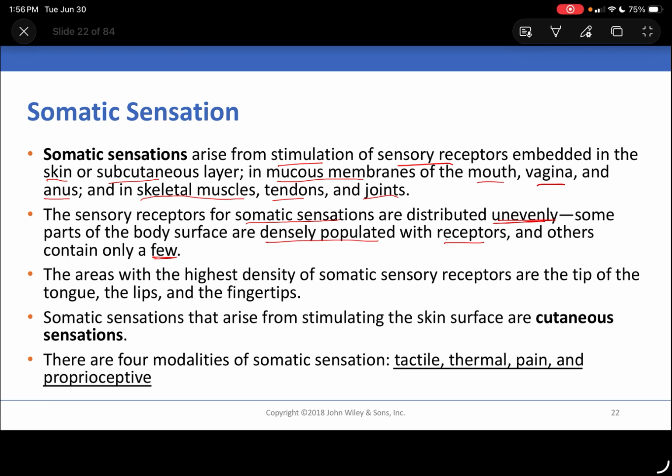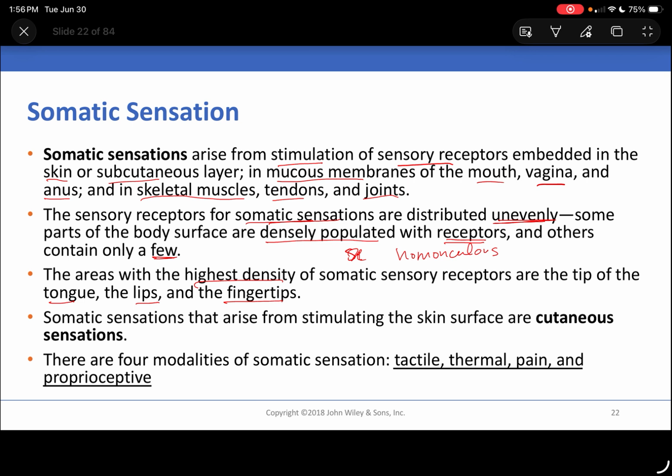But anyhow, so again, we have this uneven distribution of these sensory receptors. This leads to something called a sensory homunculus. I think I spelled that wrong, but that's okay. You get the point. So the areas that have this high density of somatic sensory receptors are going to be the tip of the tongue, the lips, and the fingertips.